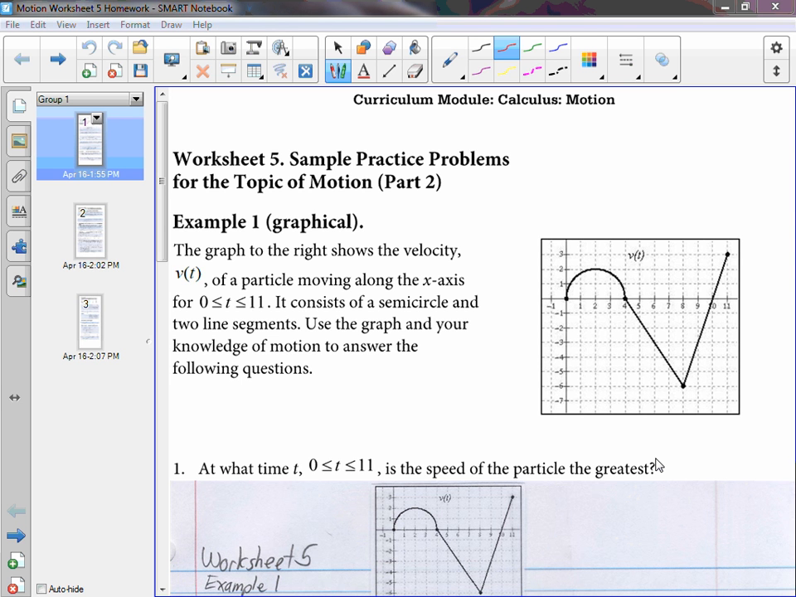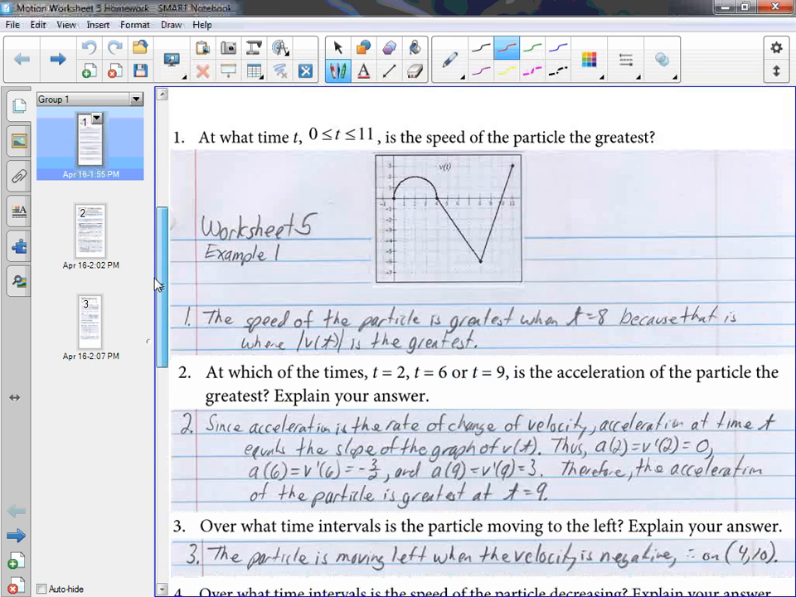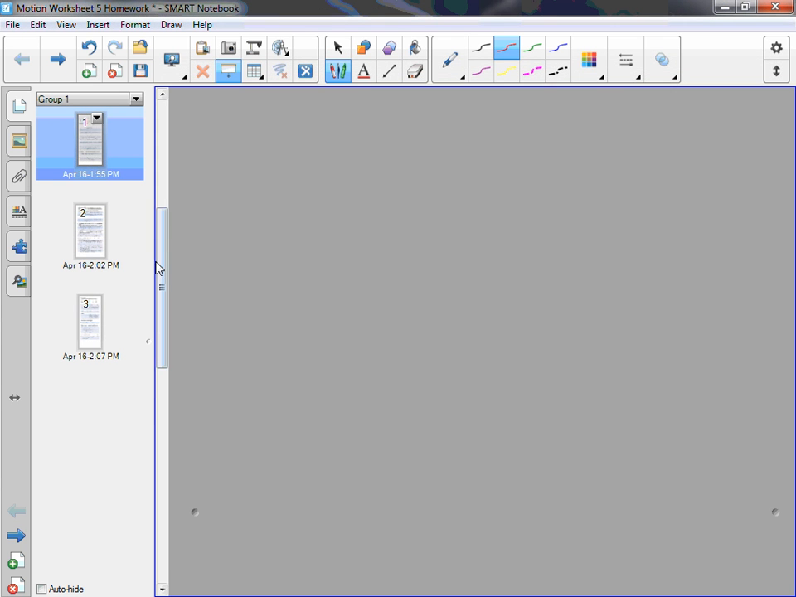Now remember, this is the graph of velocity, not the graph of the position function. This is the graph of the derivative of the position function. And also remember, this is not the graph of acceleration. This is the graph of the antiderivative of the acceleration. Okay? So, at what time, t, between 0 and 11, is the speed of the particle the greatest?